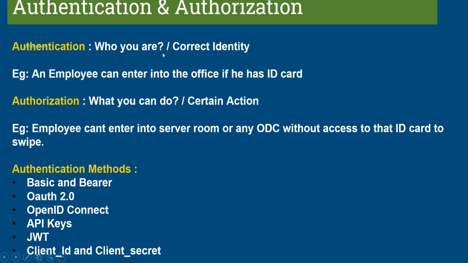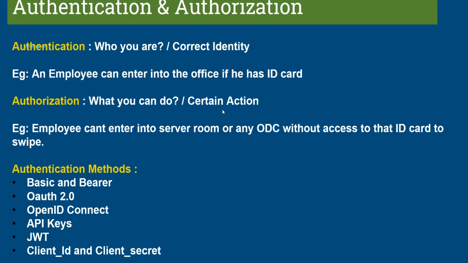Who are you? Correct identity. Authorization means what you can do, certain actions. Say, for example, one relative came to your house, they rang the doorbell, you open the door, you see that person and you identify that he or she is your relative. What you will do, you can just ask them to enter into your house. So identification is done, authentication is done.